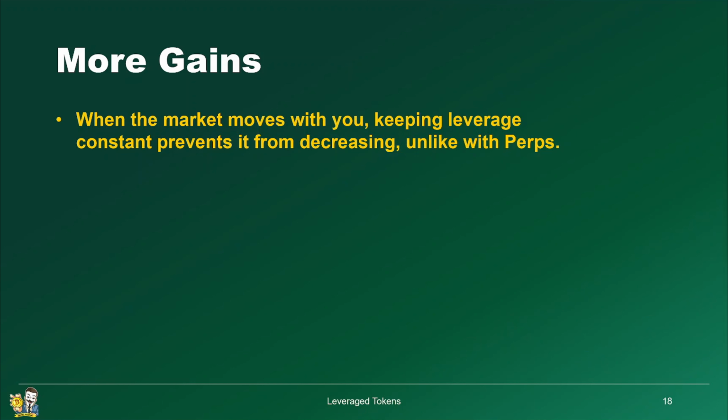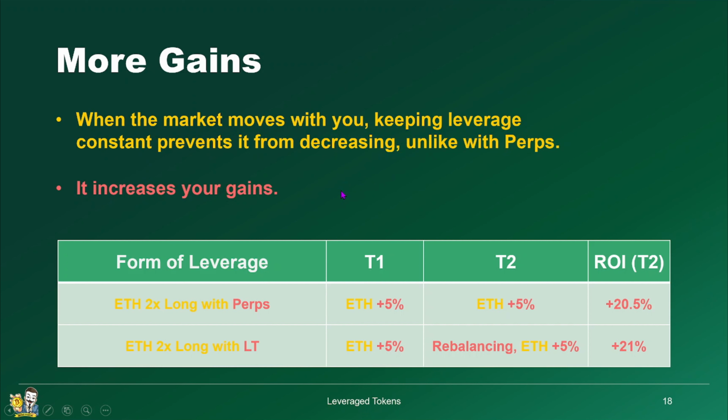There are also more gains. When the market moves with you, keeping leverage constant prevents it from decreasing, unlike with perps. It increases your gains. Here's the same table as before, but instead of -5% followed by -5%, we have +5% and +5%. The profit on a perp with a 2 leverage would be +20.5%. Whereas, if a rebalancing event occurs at T2, the profit would be +21%. This means that leveraged tokens enhance returns compared to perps.